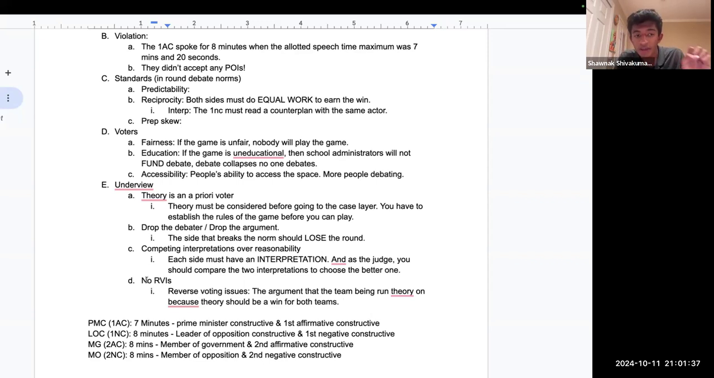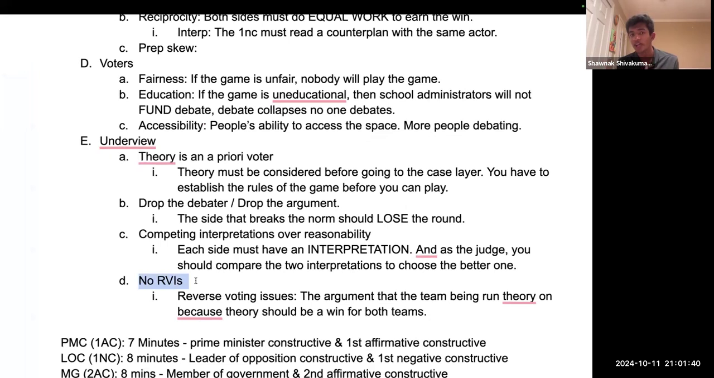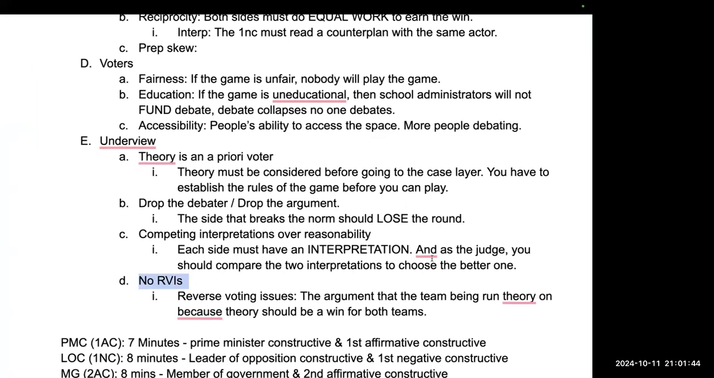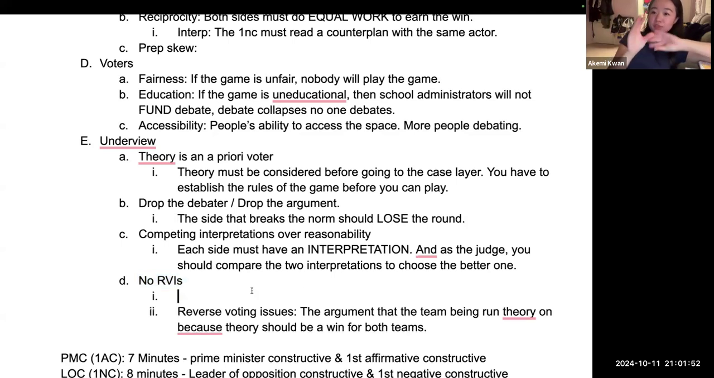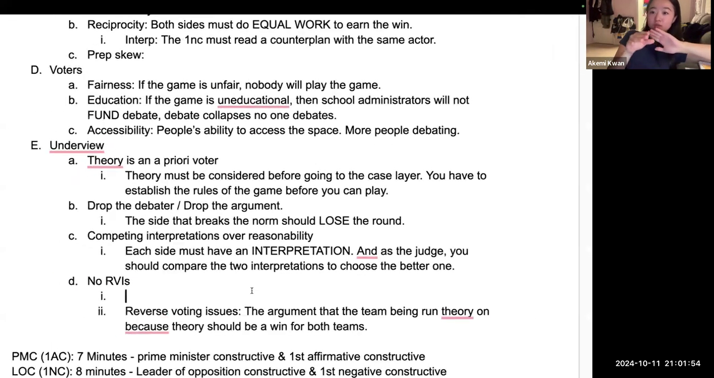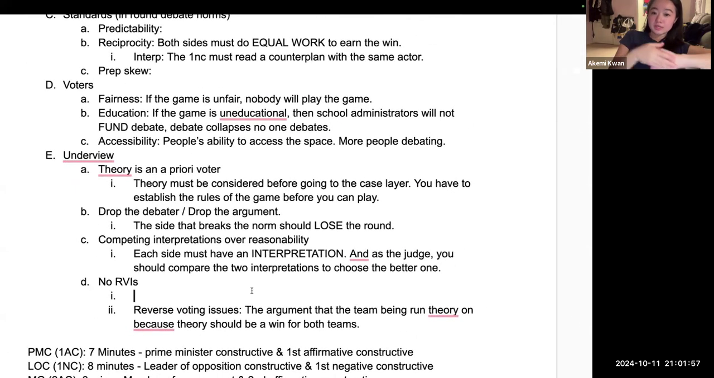If you're running a theory shell, you want to say no RVIs. Why would you want to say no RVIs if you're the one running the theory shell? Because to prevent yourself from losing. Even if the person answers all of the shells within the theory and debunks it, you still should be able to continue a regular debate. Right. Exactly right. You want it to be a way for you to win, but not a way for you to lose. Does that make sense?